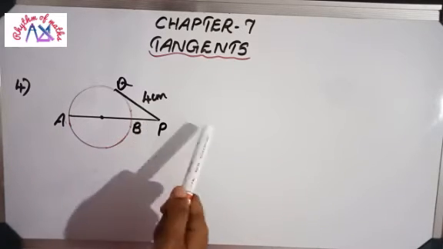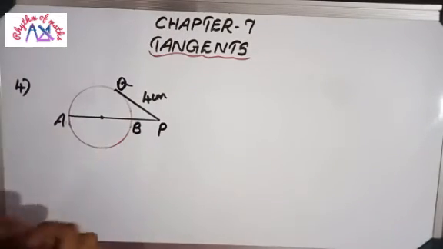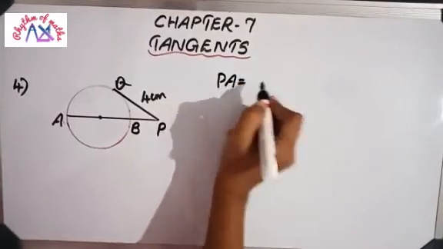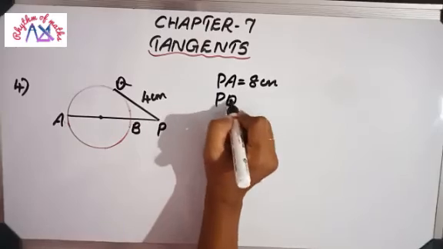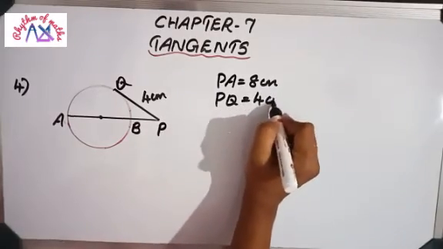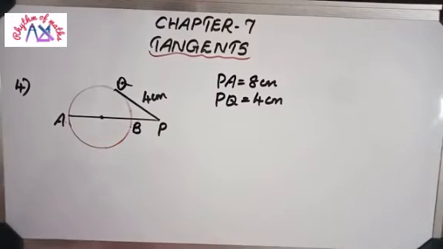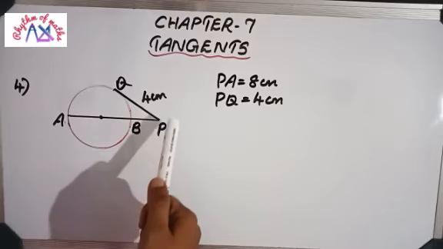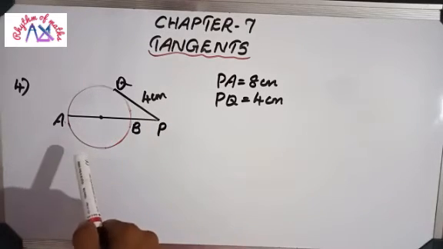Okay, B to the point P, the diameter is extending and the line measurement is given as 8 centimeter. PA equal to 8 centimeter is given and PQ is given as 4 centimeter. PQ is what? Tangent. When you check the figure, you can see that PQ is a tangent. So an intersecting line is there and from the outside point we have one tangent.